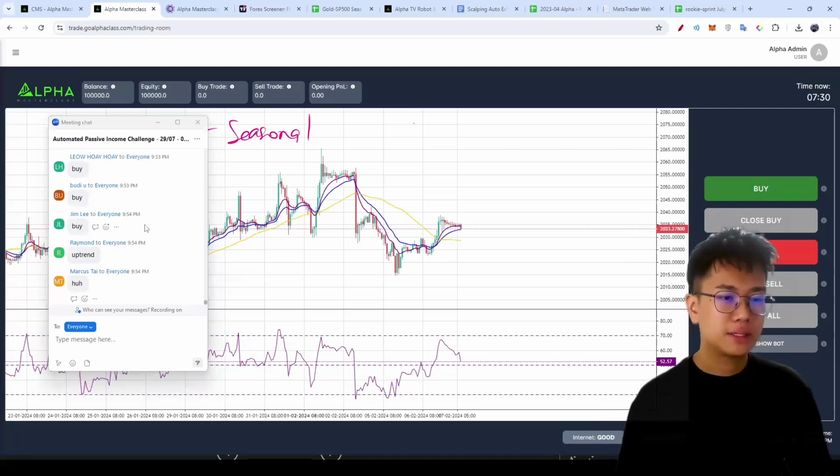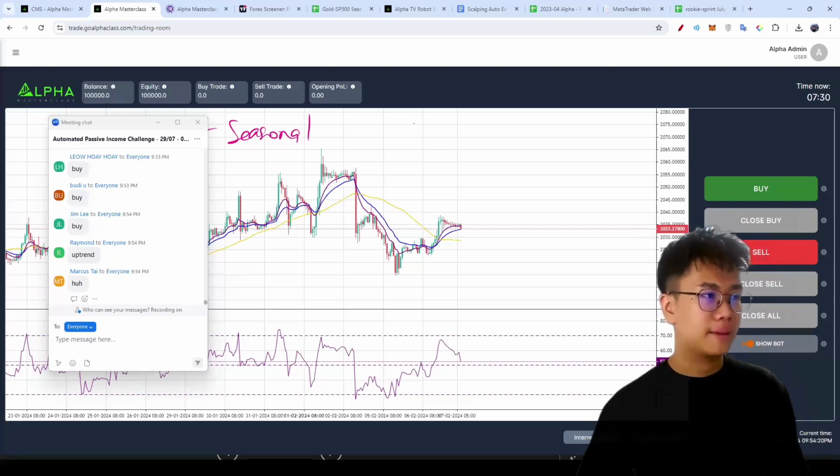Can you type in the chat box? Okay, how to long and how to buy. RSI 30, correct. RSI 30, long. Good.